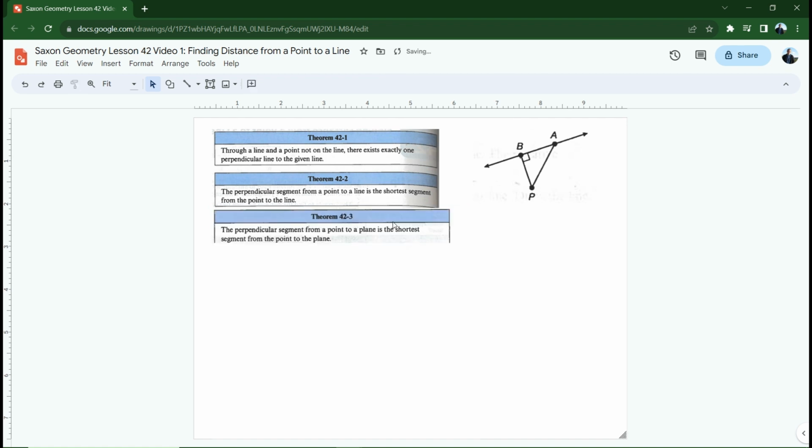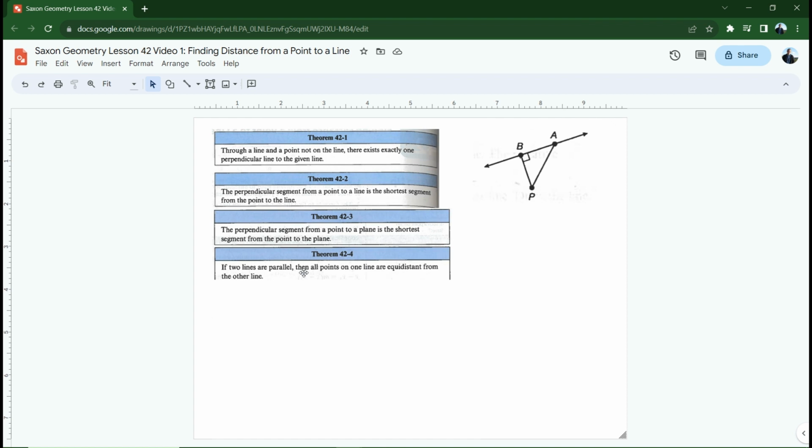Some more theorems. I have two more. The perpendicular segment from a point to a plane is the shortest segment from the point to the plane. What theorem 42.3 says is, even though in this lesson we're talking about lines, technically I could also do this same thing with planes if I want to start thinking in 3 dimensions. And then, if two lines are parallel, all points on one line are equidistant from the other line. And remember, when we talk about points being equidistant from a line, we're talking about the straight line distance from that point to the other line.